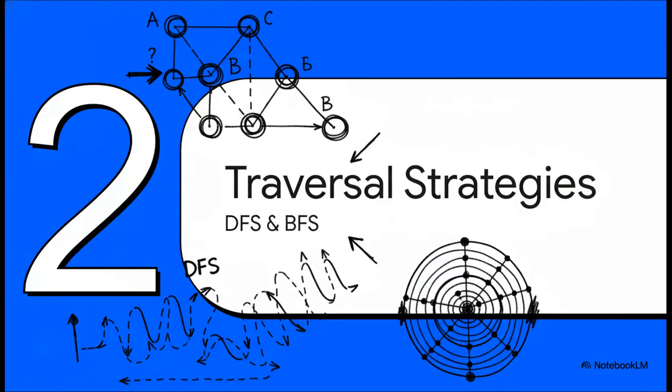Okay, so we figured out how to store our graph. What's next? Well, the next big question is always, how do we explore it? How do you get from point A to point B? For that, there are two famous strategies you need to know: DFS and BFS.